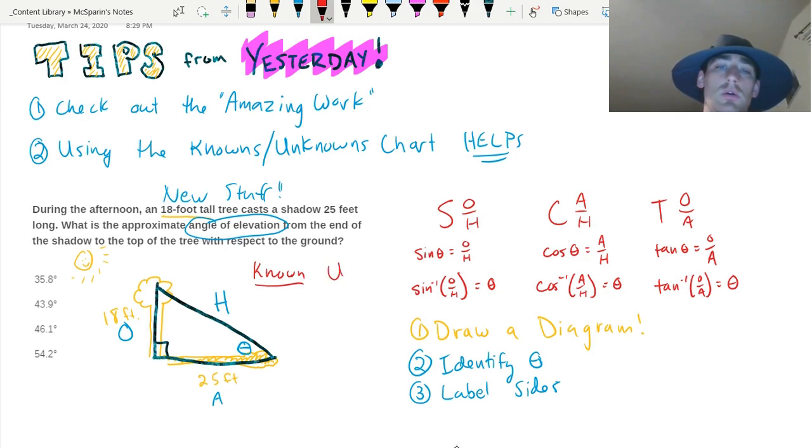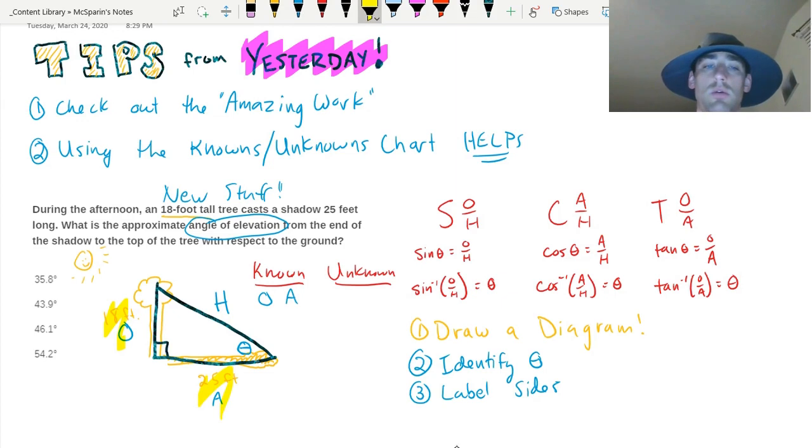Known, unknown. Is that confusing that that's a similar color? It's the same color as the other stuff. Do I need a new color? No, I can do orange again. Or blue. We'll do blue. All right, so I know my O is 18. I know that my A is 25. I don't know my hypotenuse. I don't know my theta.